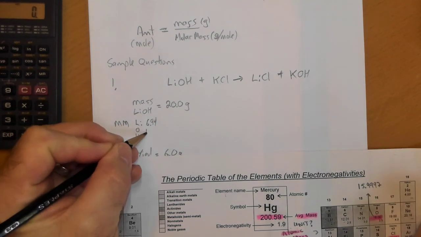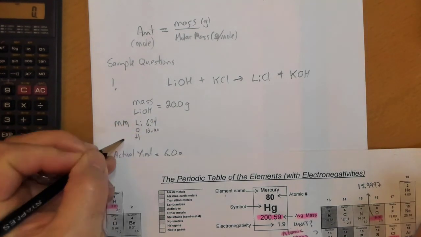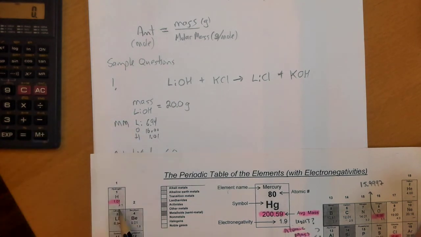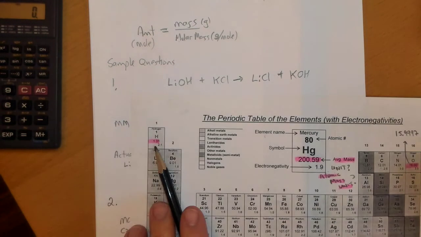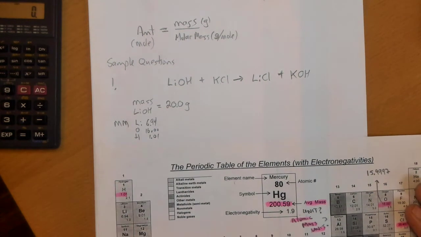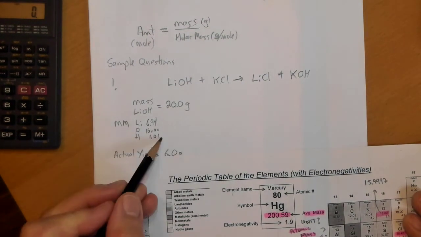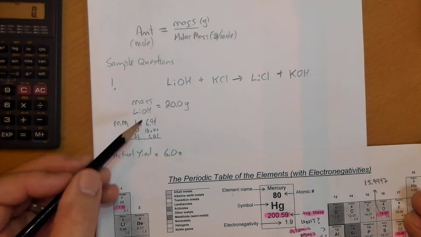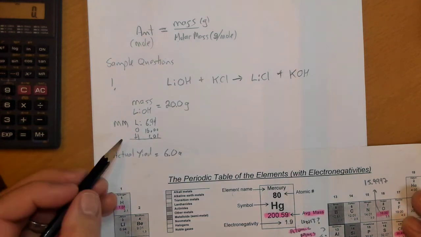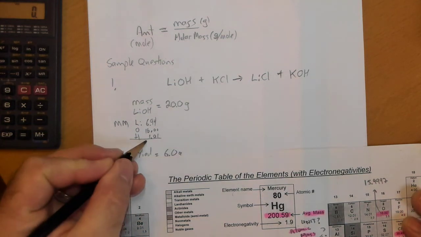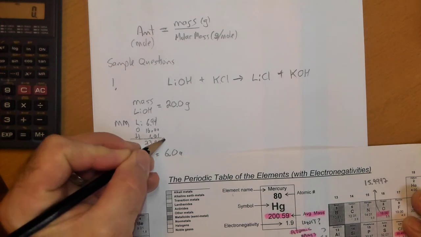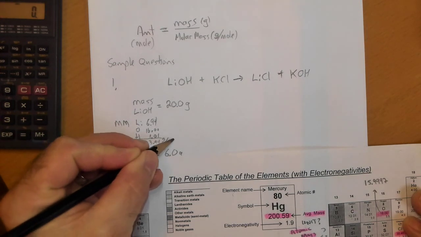Oxygen on this table is 16.0, and hydrogen is 1.01. So those numbers come directly from the periodic table. If you don't have one on paper, you can just get one online. There's lots and lots of them. You add them up because there's one of each of those atoms, and I got 23.94 grams. And that's grams for every mole.